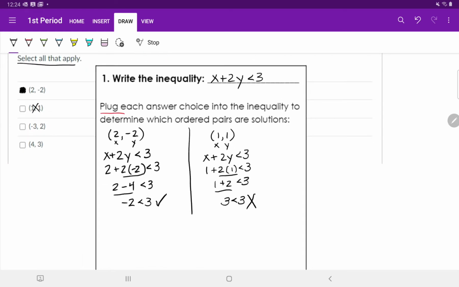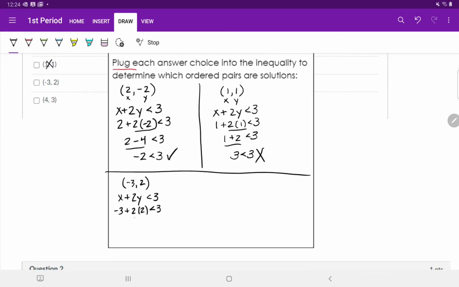Let's check our next point. This time we're plugging in (-3, 2). So we'll just repeat the exact same process with different numbers this time. So in for x, we're going to put negative 3, and in for y, we're going to put 2. Now let's simplify. We'll multiply these together. That'll give us negative 3 plus 4, and negative 3 plus 4 is positive 1. So we end up with the statement 1 is less than 3. That is true, so this is a solution. So we will fill this one in as well.